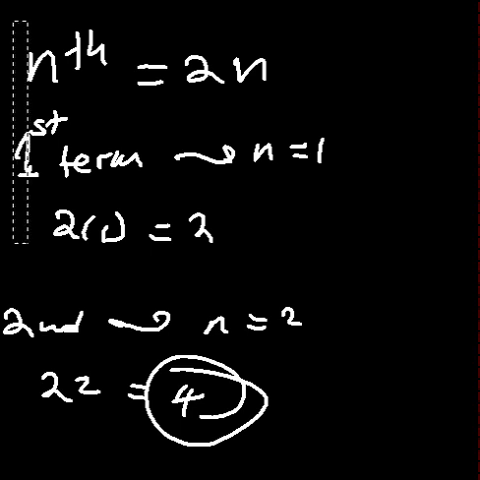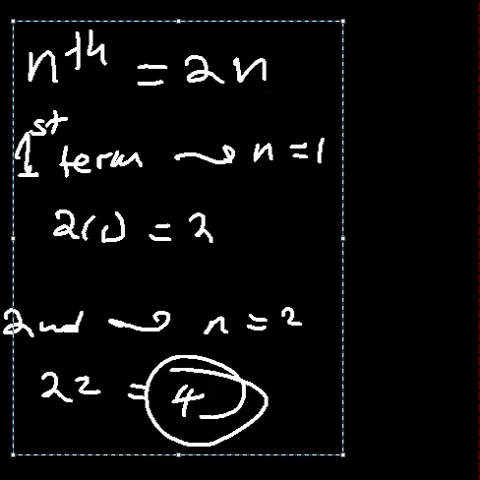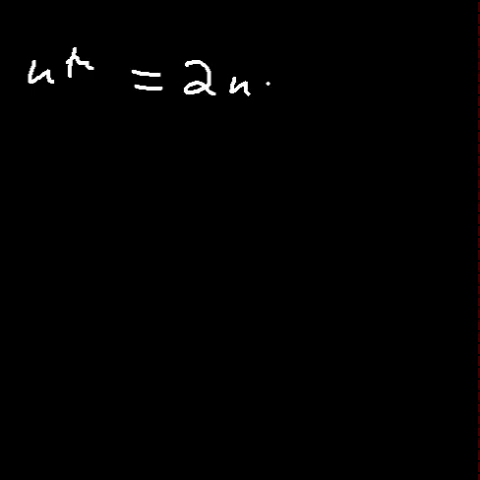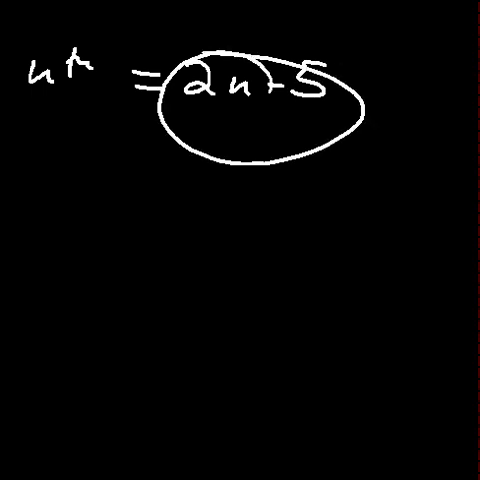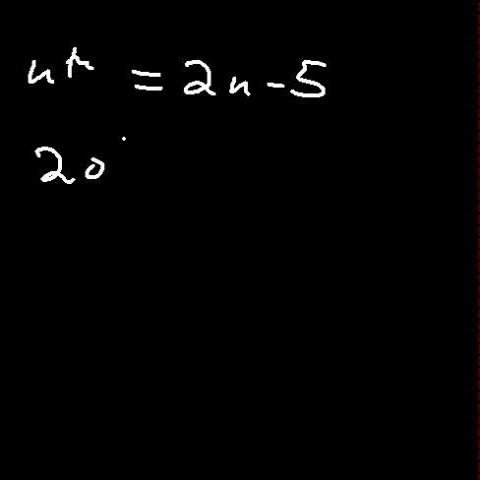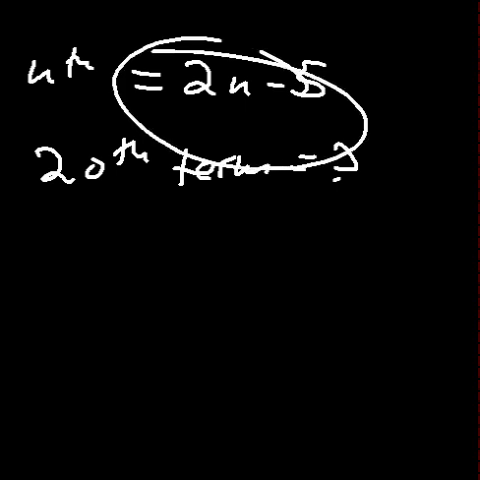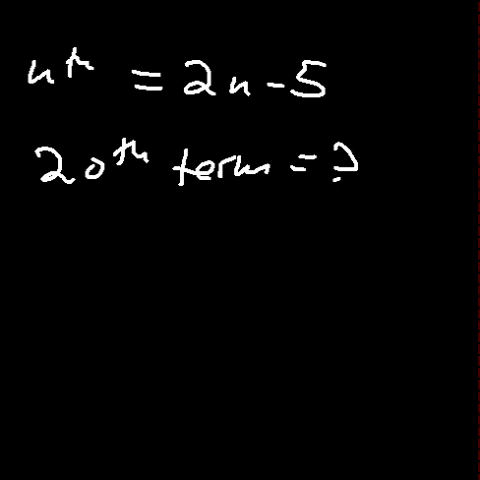What if we have this case? Let's say we have the nth term formula given as 2n minus 5. So what is the 20th term? What is the 20th term for the particular number pattern with that nth term?